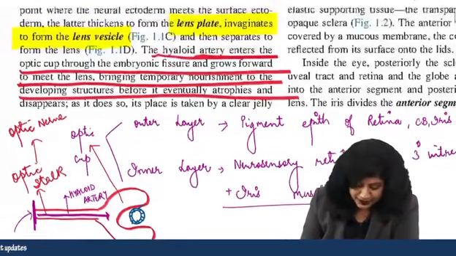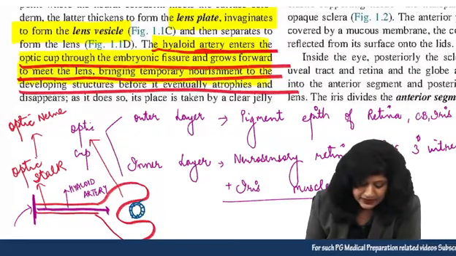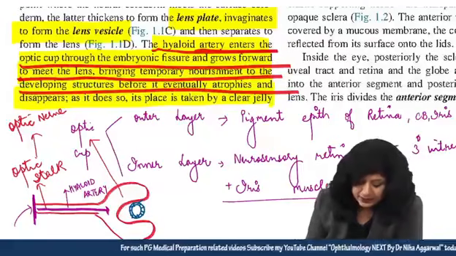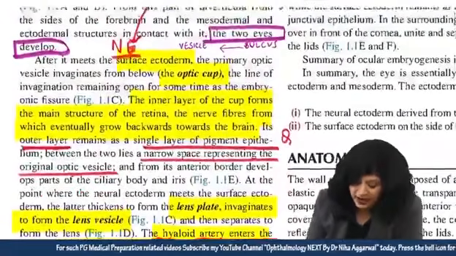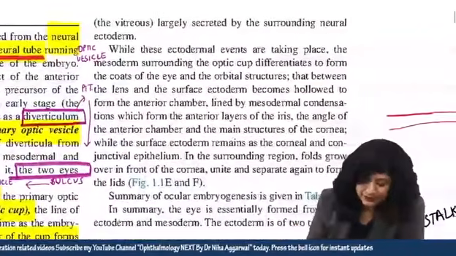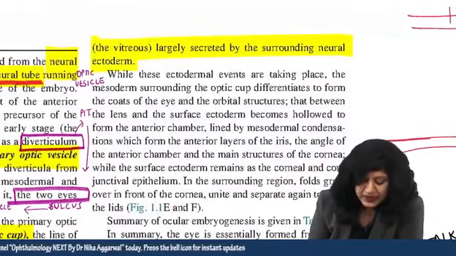Okay, now see, the same thing they have said, that the hyaloid artery enters the optic cup through the embryonic fissure, grows forward to meet the lens and brings temporary nourishment to the developing structures before it eventually atrophies and disappears. And its place is then taken up by what? Afterwards, its place is taken up by the vitreous, and this vitreous is also largely secreted by neuroectoderm.